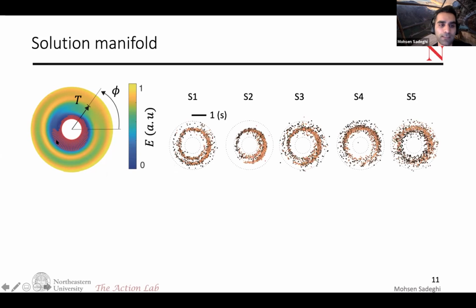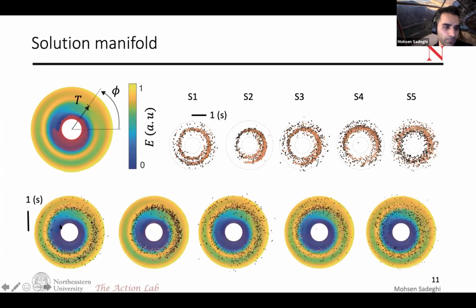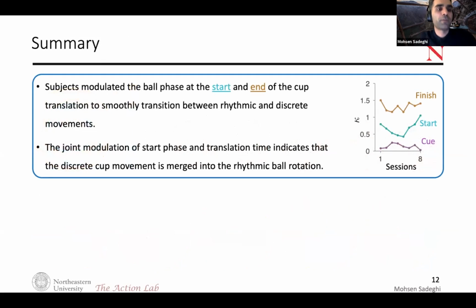And we can overlay the data on top of the solution manifold, and you can see that they follow these dark areas of low error, and it happens for some of the subjects. Now note that this is not a model of the behavior. This is just a simple simulation that suggests that if subjects start with a given initiation phase and a given movement time, it facilitates the restoring of the ball rotation at the end. So with that, I'm just going to wrap it up with a summary. So we showed that subjects modulate the ball phase.